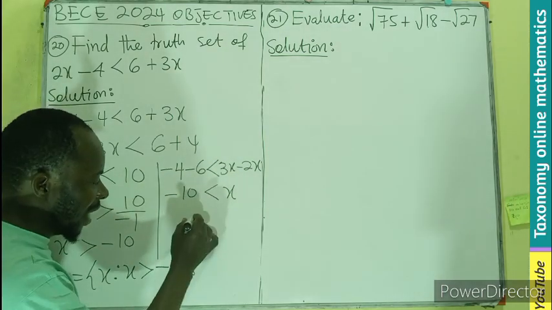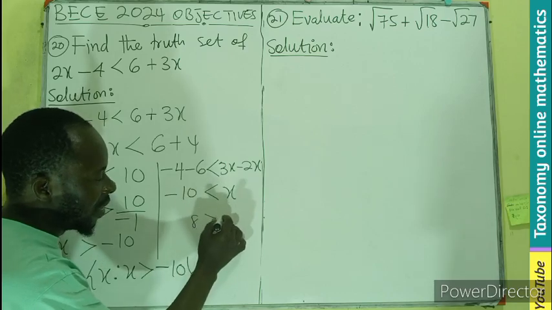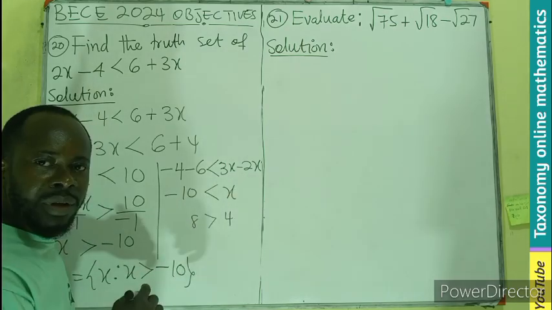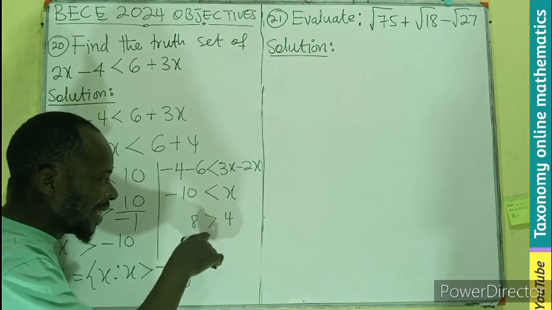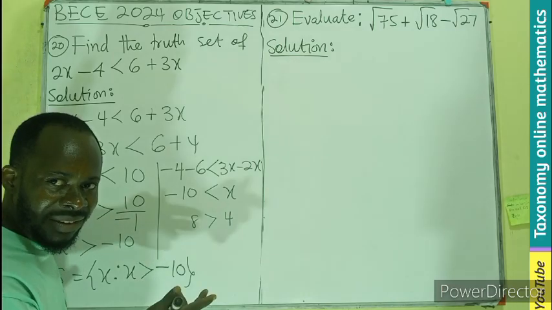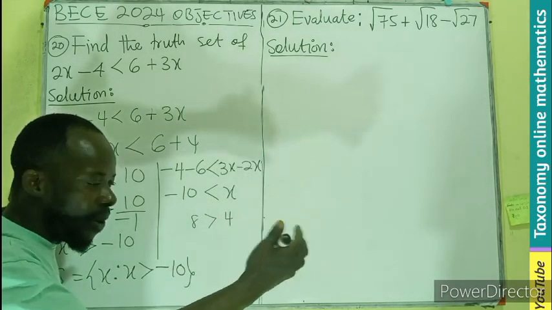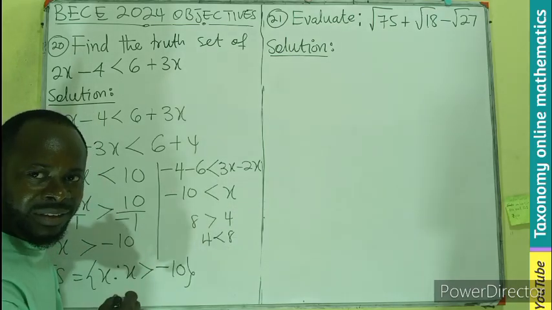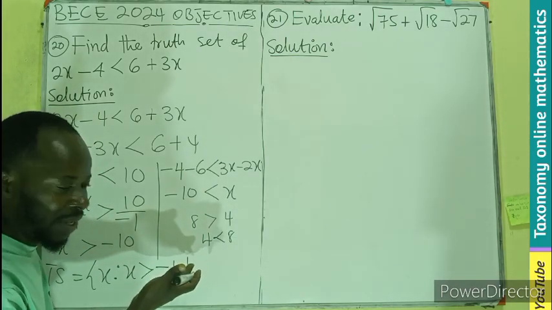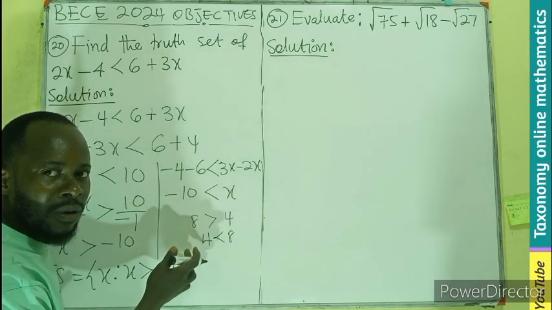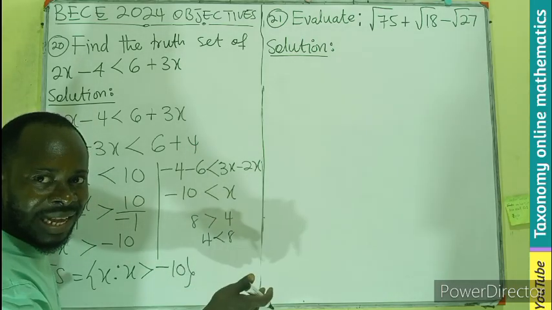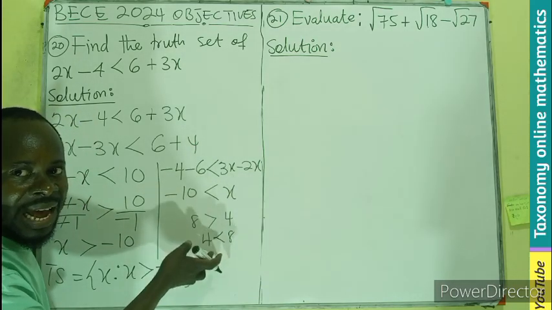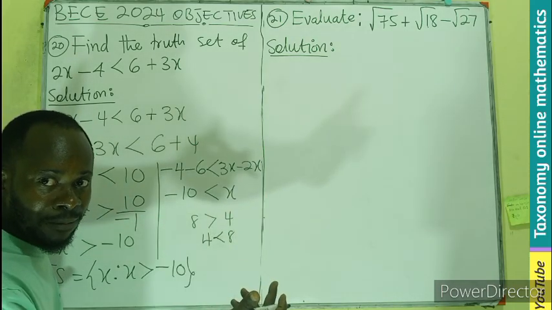So you agree that if I have 8 and I have what? 4. This means 8 is greater than 4, right? If 8 is greater than 4, it also means 4 is what? Less than 8. I believe that is the same statement. 8 is more than 4. That means 4 is also less than 8. With the change of the sign, it still gives us the same meaning.